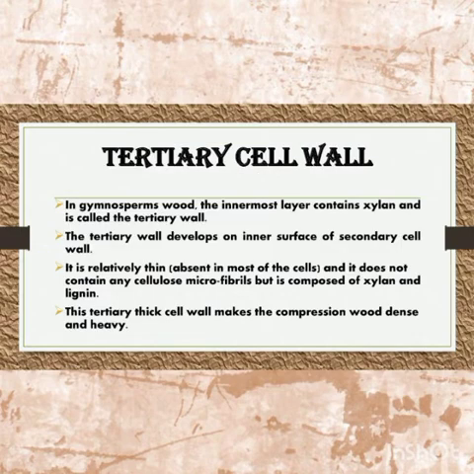Next, the tertiary cell wall. In gymnosperm wood, the innermost layer contains xylan and it is called the tertiary wall. The tertiary wall develops on the inner surface of the secondary wall. It is relatively thin and does not contain any cellulose microfibrils, but it is composed of xylan and lignin. And one important thing we must remember is that this tertiary cell wall is absent in most plant cells. This thick tertiary cell wall makes the compression wood dense and heavy.